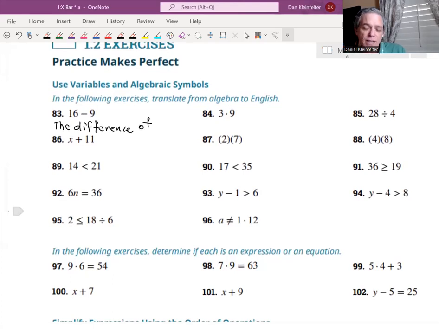You could say the difference of, or the difference between 16 and 9. Okay. 92, let's try that one. The product of 6 and a number is 36.